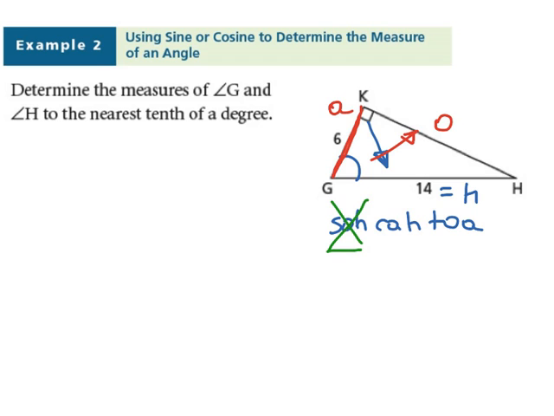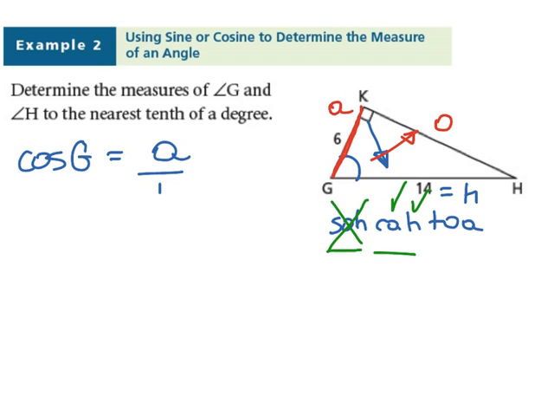How about for cos? Do we have the adjacent side? Yes, we do. Do we have the hypotenuse side? Yes, we do. So we can use it to solve for our angle. So let's write cos of G is equivalent to our adjacent side over hypotenuse side.